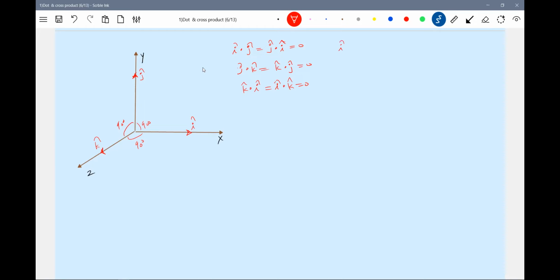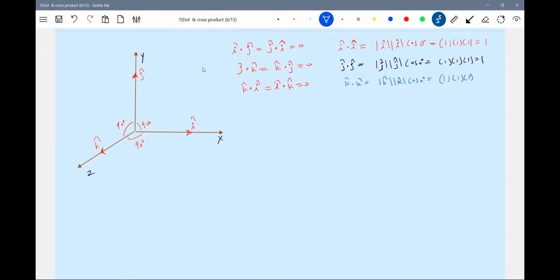Then what about I dot I? I think we didn't verify, no? Let's see, magnitude of I cap, magnitude of I cap. What is the angle between I and I? It will be cos zero. This should be equal to 1. So what is I dot I? It will be 1. J dot J, cos 0 degrees, so this will be 1. K dot K will also be 1. Okay, finally, so we have everything like this.